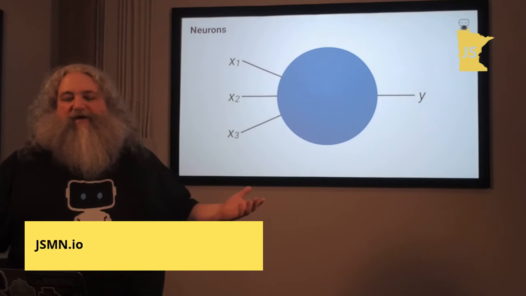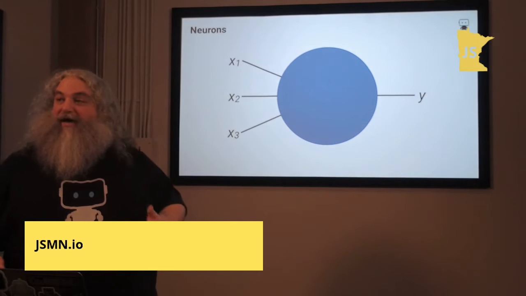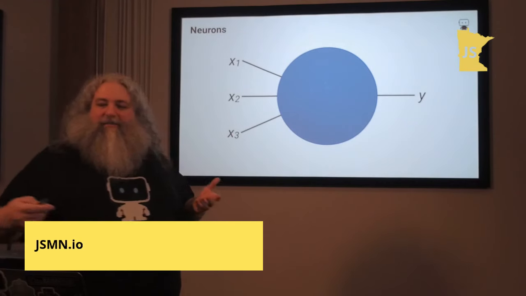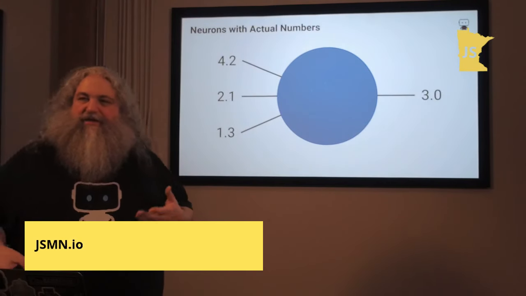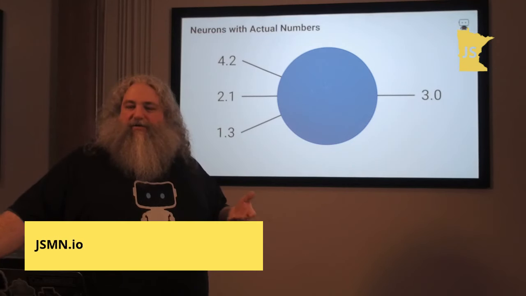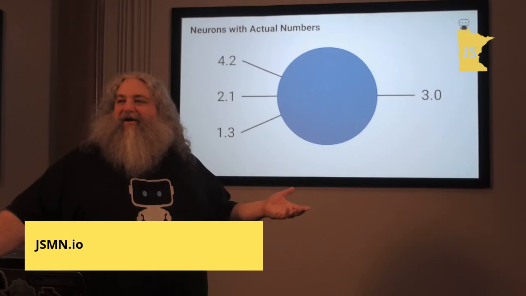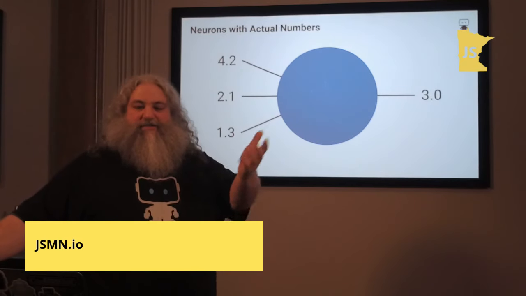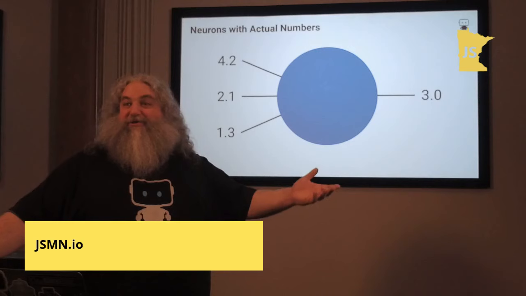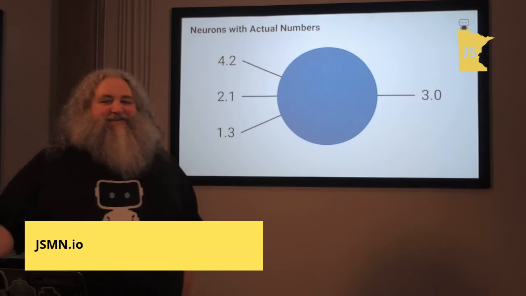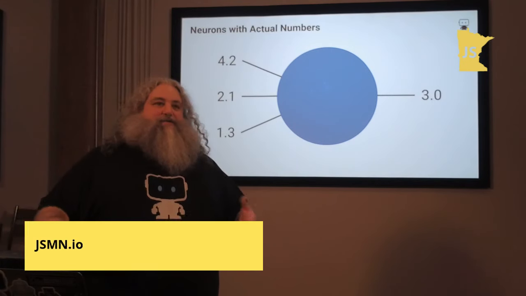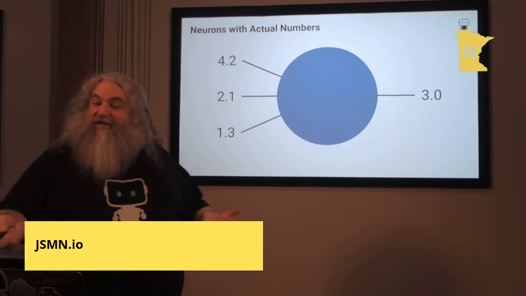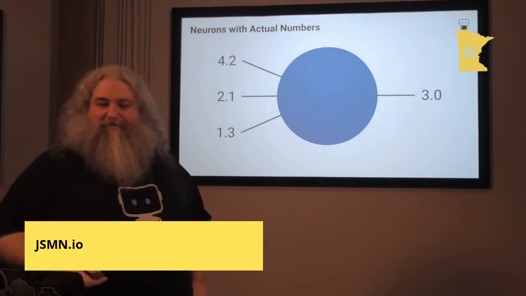So here we're putting in 3 values, x1, x2, and x3, and we get y out. And then we've got this black box that does something. But the key difference here is that instead of putting in 1s and 0s, you can put in non-binary numbers. You can put in floating point numbers. In this example, we're putting in 4.2. Of course, we have to have a 42 somewhere in here. 2.1, 1.3, and we somehow magically get a 3 out. We don't know why, but that's what this particular neuron does.